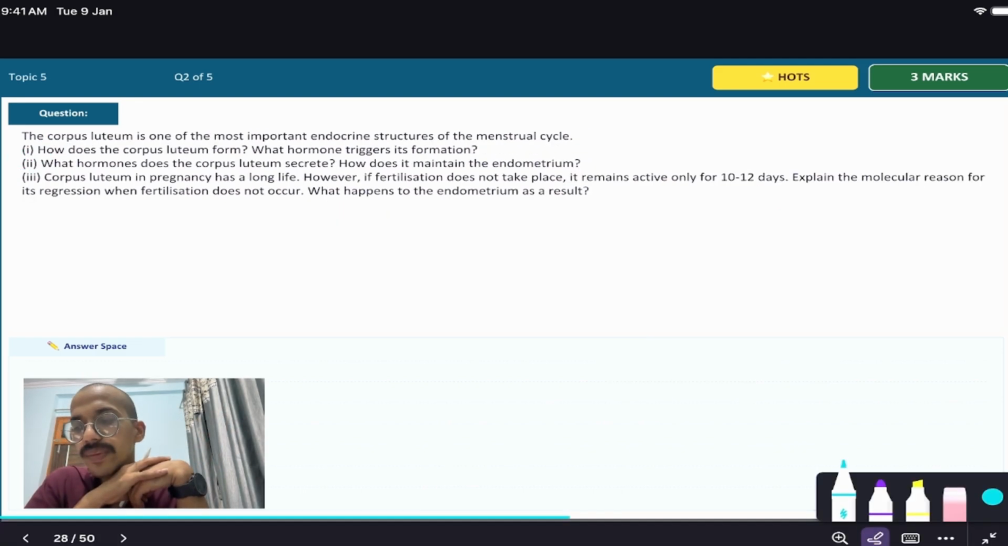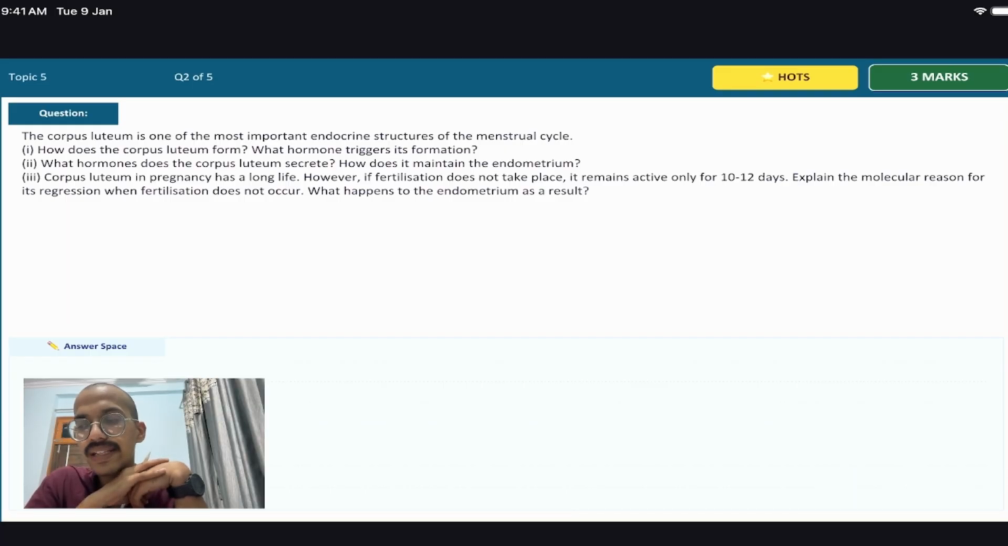The corpus luteum is one of the most important endocrine structures of the menstrual cycle. How does the corpus luteum form? It is formed by the condensation of the ruptured Graafian follicle into the corpus luteum. Which hormone triggers its formation? It will be LH. What hormones does the corpus luteum secrete? It secretes progesterone and estrogen.